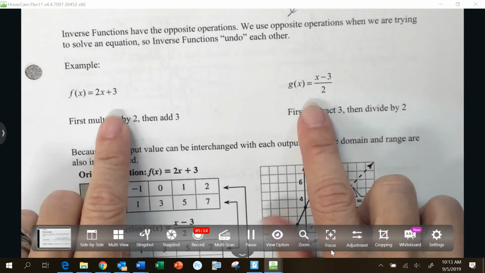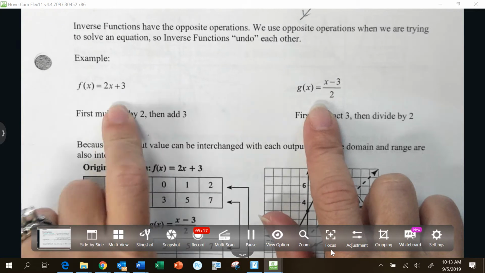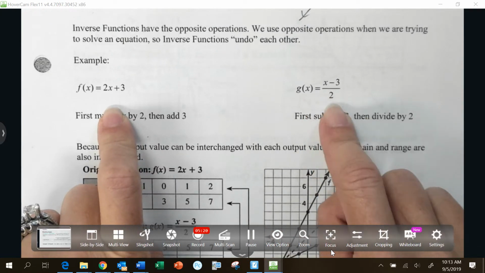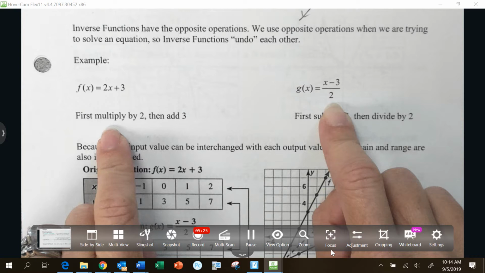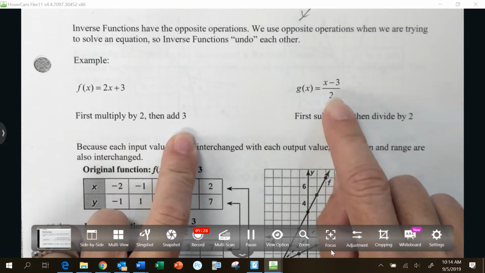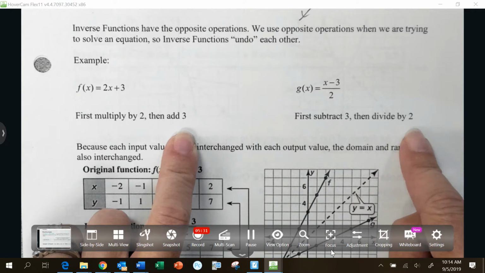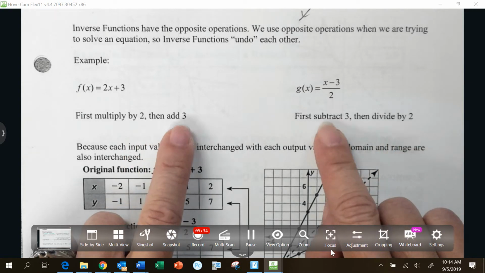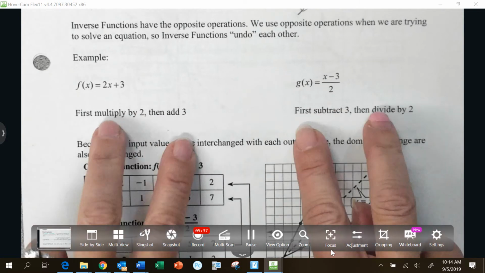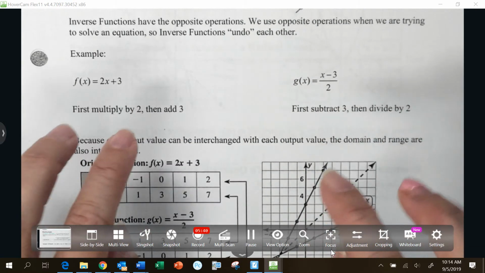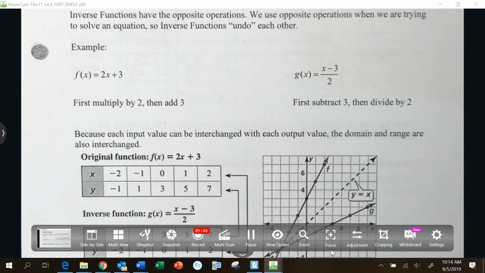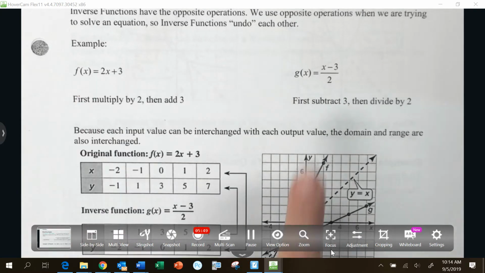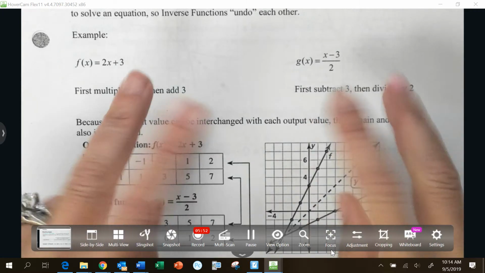So inverse functions have opposite operations to them. So here I've got examples. I've got f of x equals 2x plus 3 and g of x equals x minus 3 over 2. If we think about what's being done to the x here, if I know an x value, I first multiply by 2, then I add 3. In the inverse, I first subtract 3, then I divide by 2. Do you see how we have opposite operations in the opposite order? That's something that inverses have in common. They have opposite operations in the opposite order. If one has a plus 3, the other one's going to have a minus 3. If one has a times by 2, the other one's going to have a divide by 2. And they're in the opposite order.